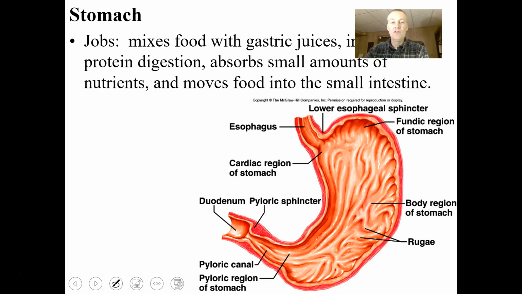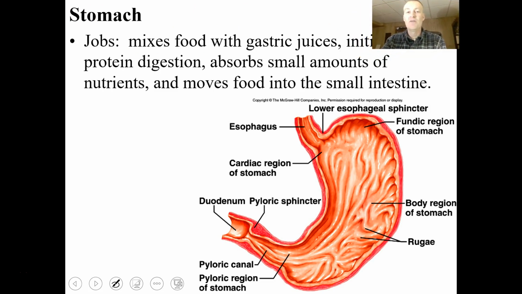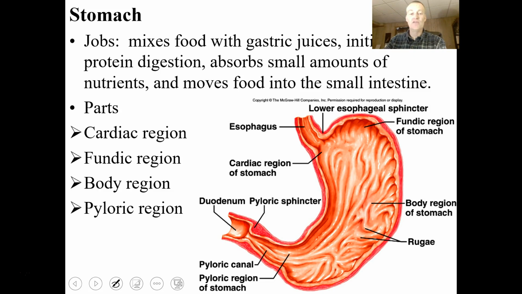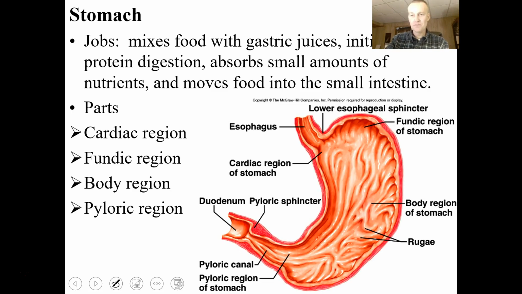All right, so moving into the stomach, the jobs of the stomach are to mix food with gastric juices. It's going to initiate protein digestion. It's going to absorb small amounts of nutrients, and it's going to move food into the small intestine. And there are regions of the stomach. So let me go back, excuse me.